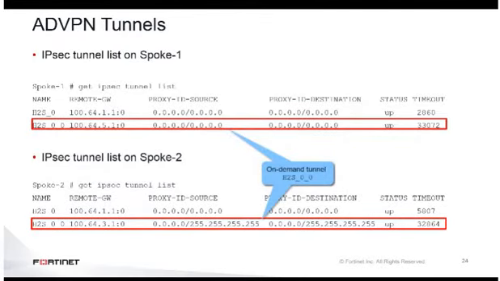Using the Get IPsec Tunnel List command, you can verify which on-demand tunnels are up. It is important to note that on-demand tunnels remain active until their SAs are manually flushed or until they time out.